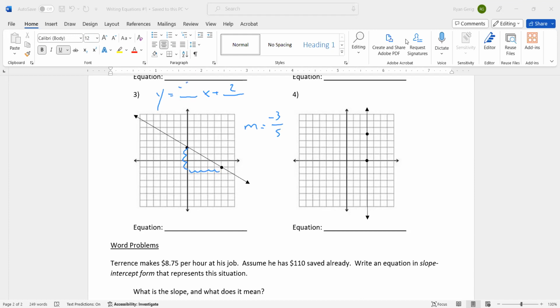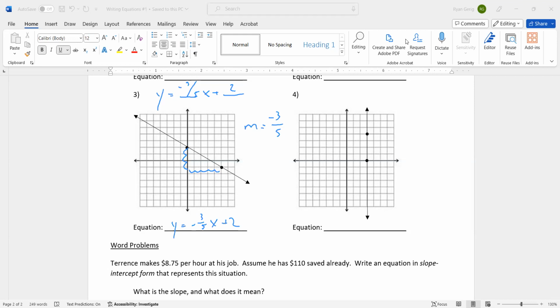Now I will show you one of the common mistakes that a lot of people make. So they'll go y equals negative 3/5 plus 2. And what did we leave out? Well, hopefully you see that we left out the x. I will count off every time you do that. Please do not do that. Make sure you get that x in there. Okay.